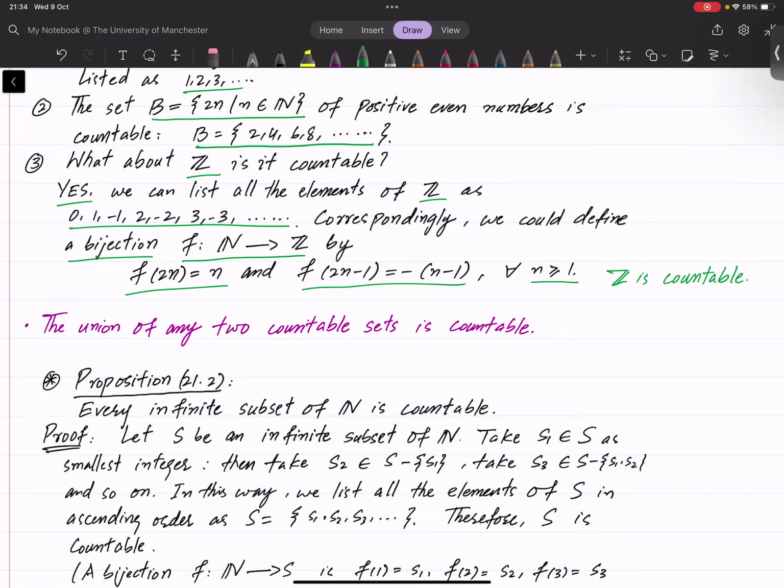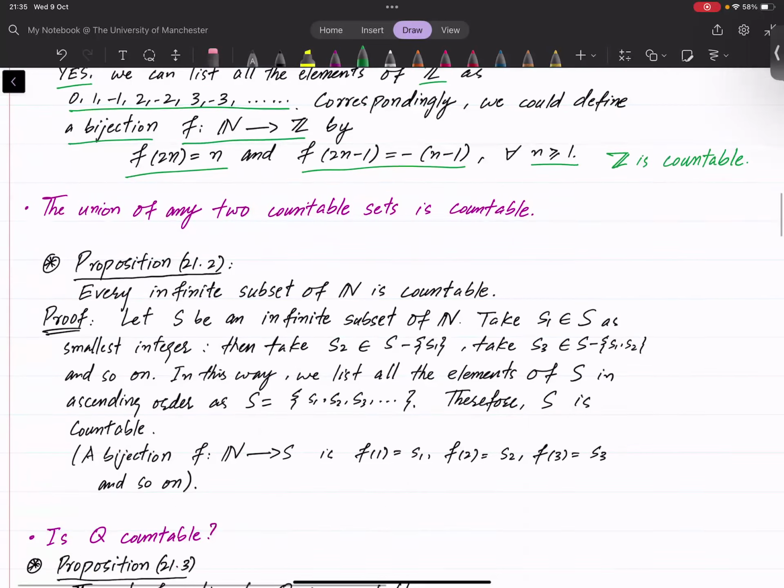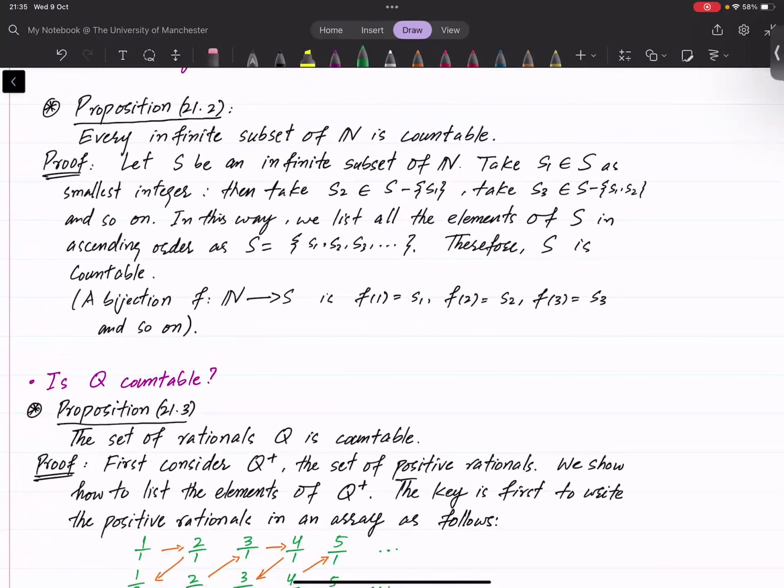Now, the union of any two countable sets is countable. And that's a very nice and useful technique to identify countable sets. Okay, let's go further and define a proposition which says that every infinite subset of natural numbers is countable. If you take any infinite subset, like even numbers and odd numbers, then both are countable.